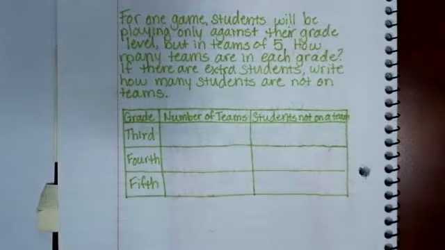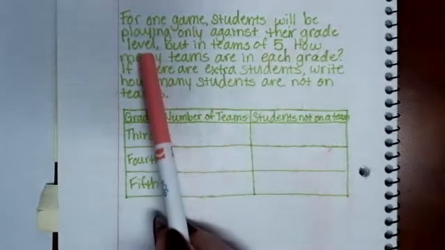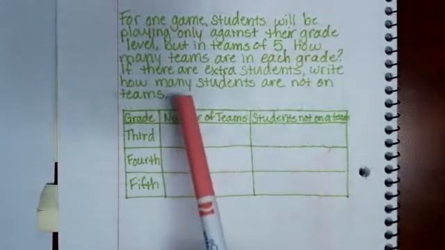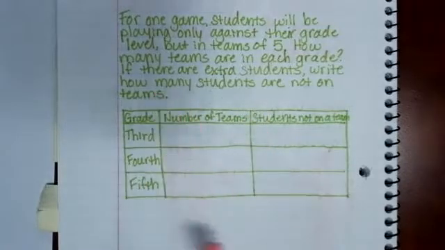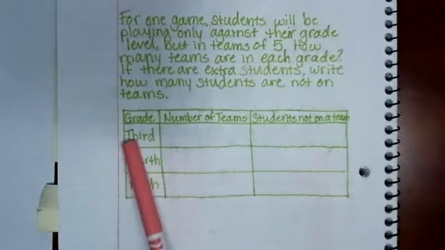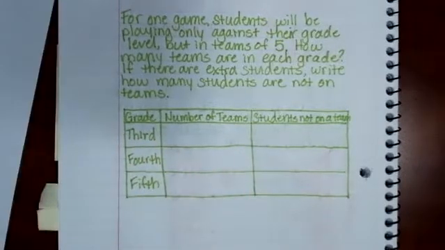In the first one, it just said that all students are playing this game, so we added up all the students. But this one is saying that students are only playing against their grade level. So I think what I'm going to have to do is add up each grade level separately. Doesn't sound like I'm going to add them all up because I'm looking at just 3rd grade, just 4th grade, and just 5th grade. Okay, so let's do that.